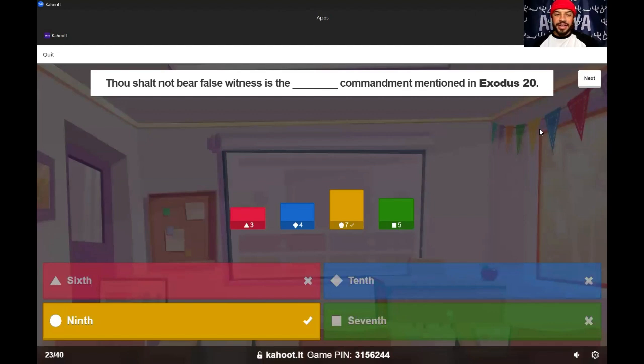Where are we at? Yes, yellow. 9th commandment, verse 16. The 9th commandment. Kind of hard to think real fast on these, right? But that's what we about. We want to know it. We want to know it like the back of our hands, especially the 10 commandments, right? And like I said, that's in verse 16 of Exodus 20.